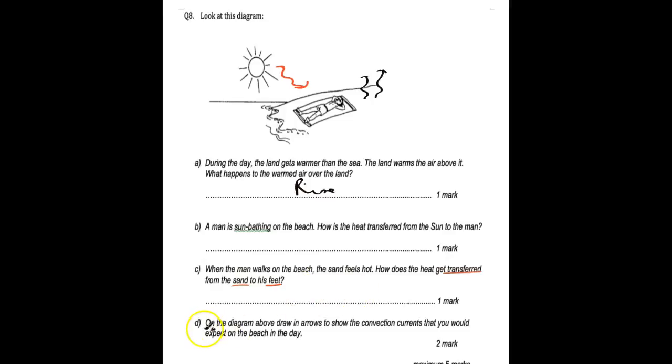Okay, and on the diagram above, you didn't need to draw your own diagram. On the diagram above, draw in arrows to show the convection currents that you would expect on the beach in the day. Many of you got confused because we learnt the convection currents in the context of the ocean. So you drew them sort of like going up like this and then falling down here. But remember, what's happening with convection currents is that the hot area is, the air is rising, and then the air is falling away from the area that's hotter. Some of you did a good job with this. Some of you got a bit confused.